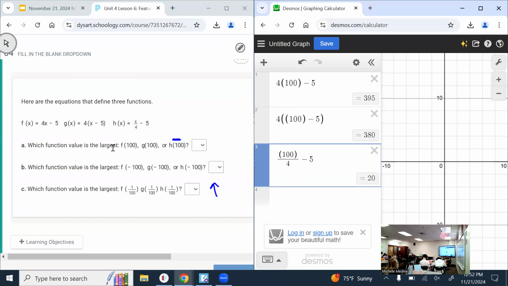So it says which function value is the largest? Which one would you guys say? F of x, g of x, or h of x? Good. And then now we're doing the same. And because I already typed it and I used parentheses, that should make it easy now when I change this a little bit and make it negative 100.